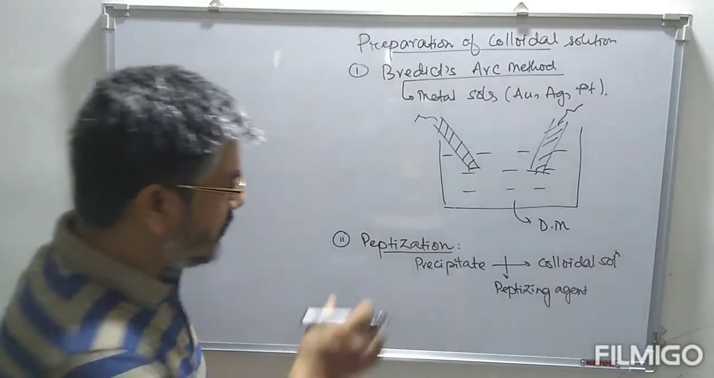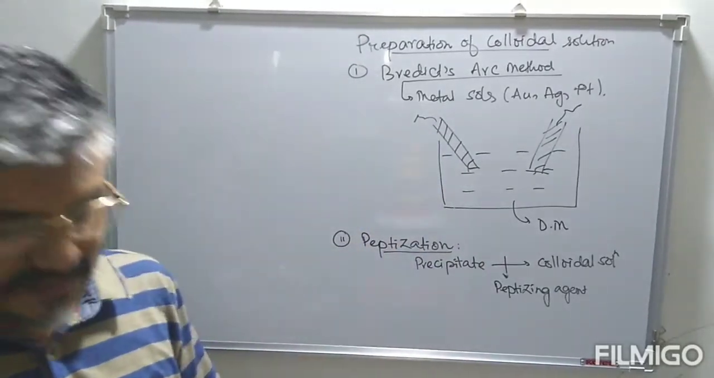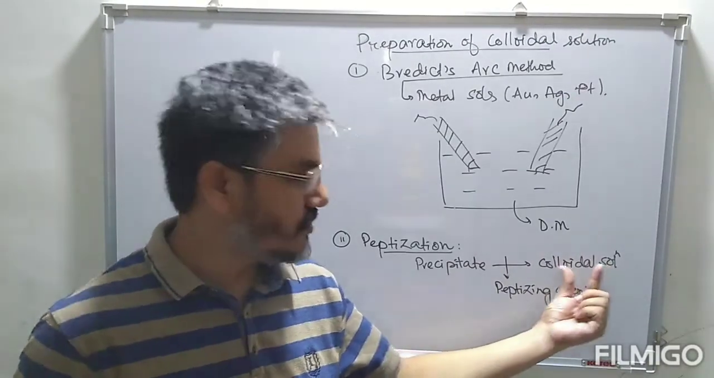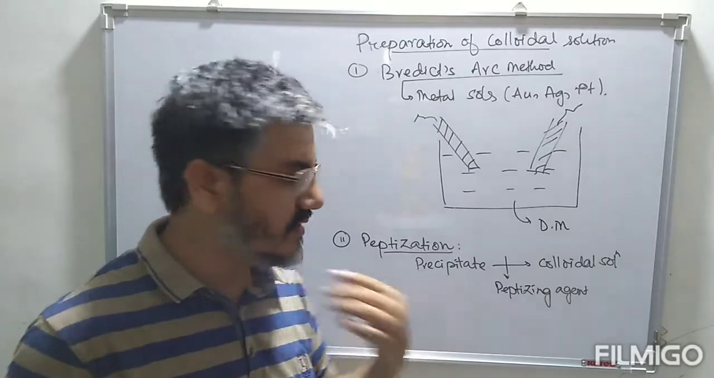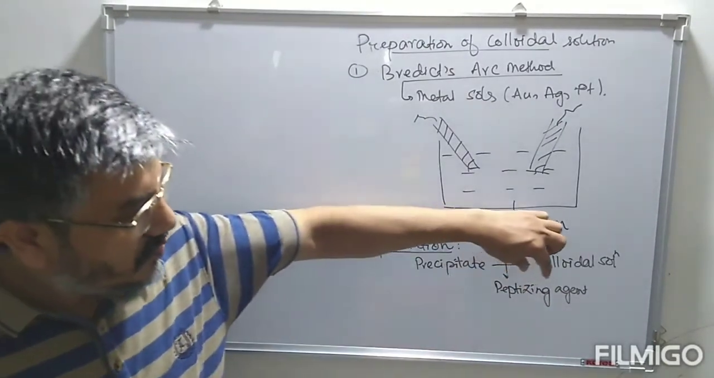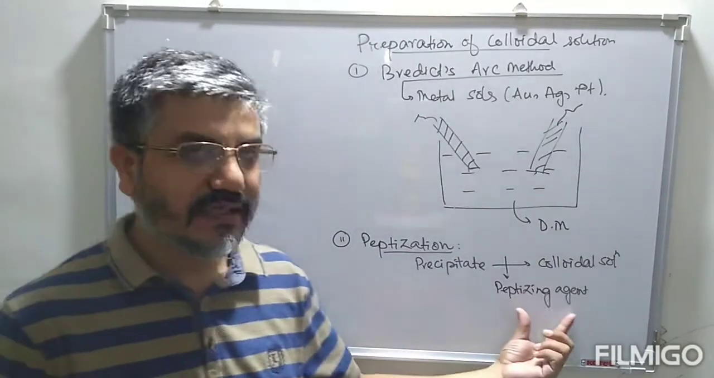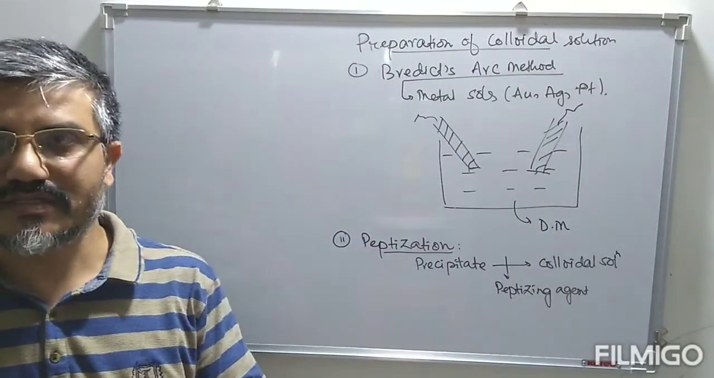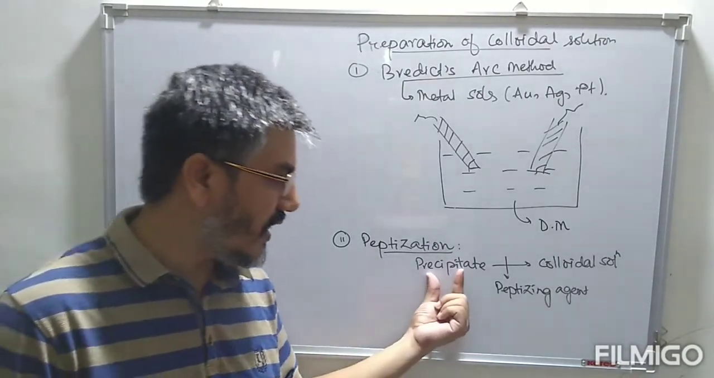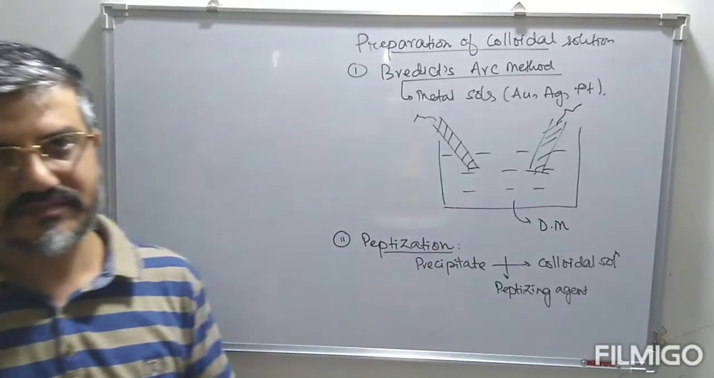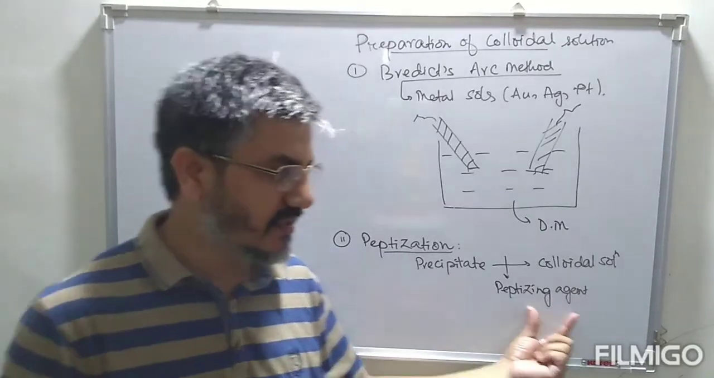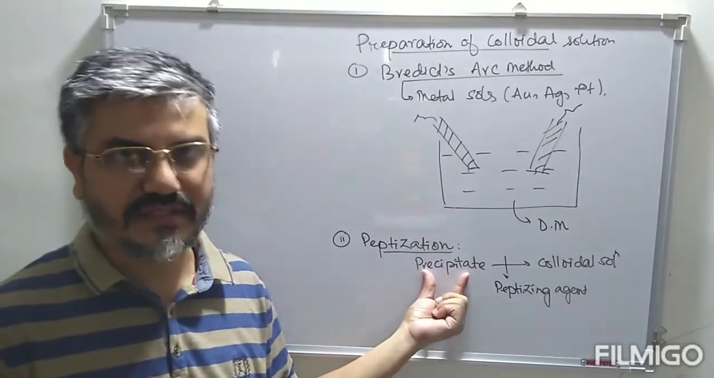Now, what is the cause of this peptization? How is this precipitate converted into colloidal solution? By use of this special agent, which is known as peptizing agent. Now, these peptizing agents are normally electrolytes in which one of the ions is common to the ion present in the precipitate.